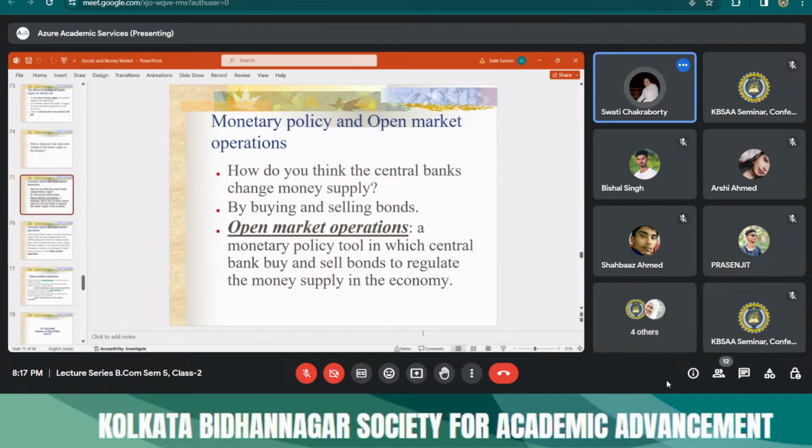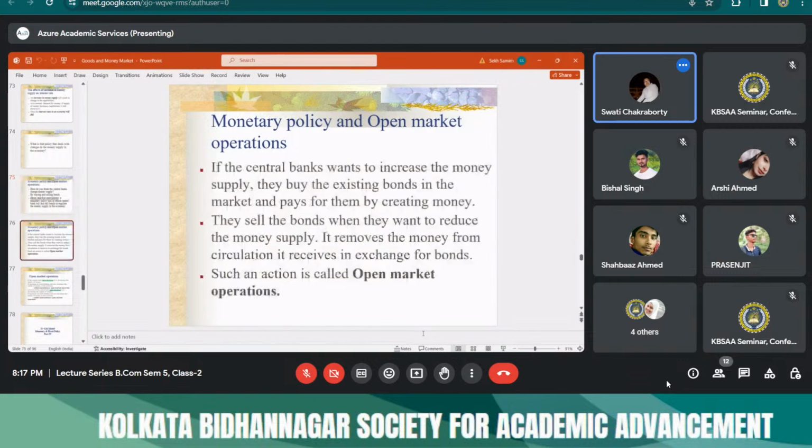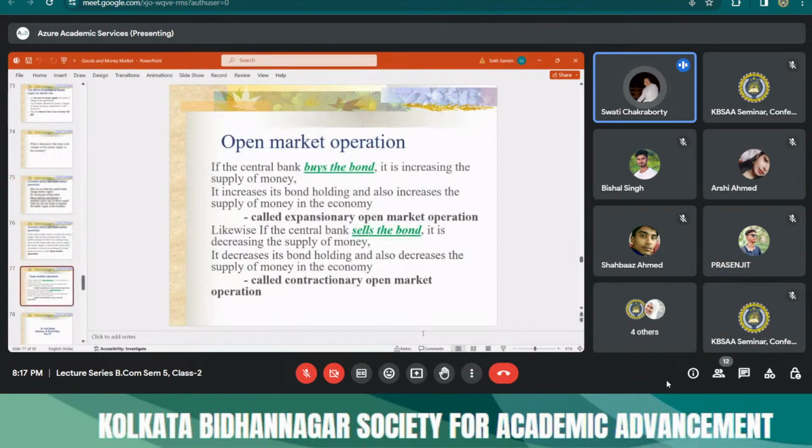And it's called open market because the buying and selling happens in the open market. Now if we go to slide number 77. Yes. So, open market operations, right? Here, there are two types of open market operations. One is when the central bank buys the bond.